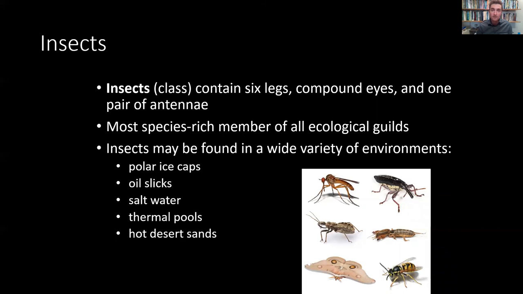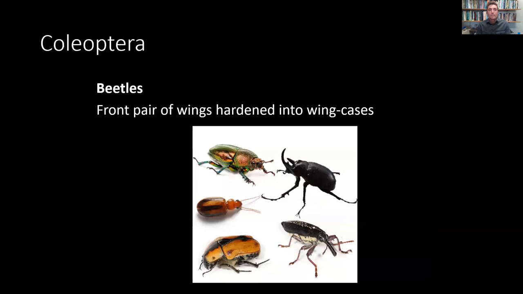Here again, we have insects that are plant pests, and we have those insects that are predators. Next, we have the beetles. The beetles are a very diverse group. There are many, many species of beetles on Earth.